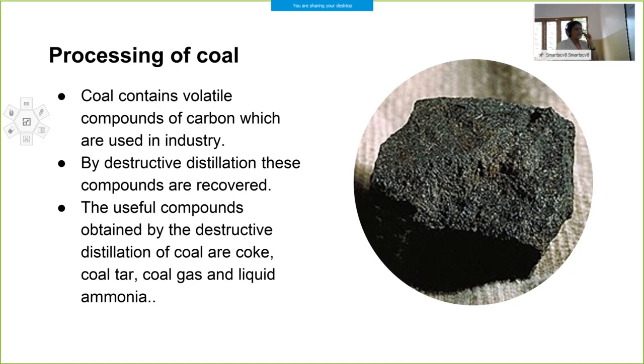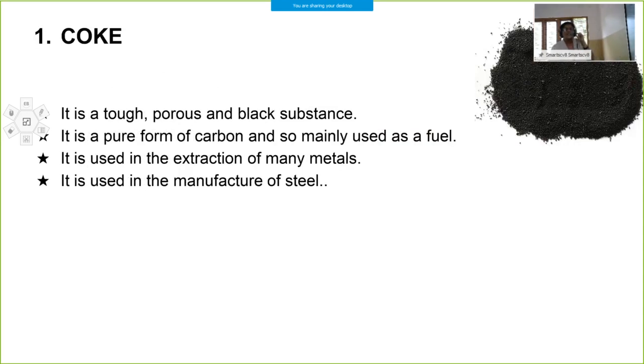So what are the products which are obtained from coal? It is coke, coal tar, coal gas, and liquid ammonia. Now let us see the uses of each of these products which we get by the destructive distillation of coal. First of all, let us see what is coke. Coke, as you see in this picture, is a black substance. It is very tough and porous. It is a pure form of carbon. It mainly contains carbon, so it is used as a fuel.